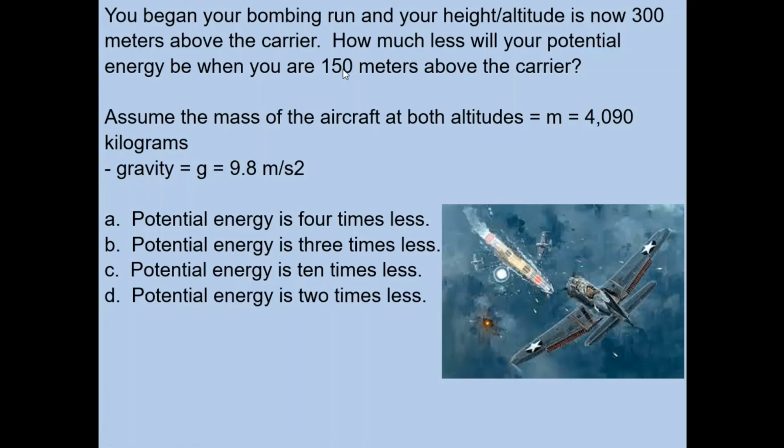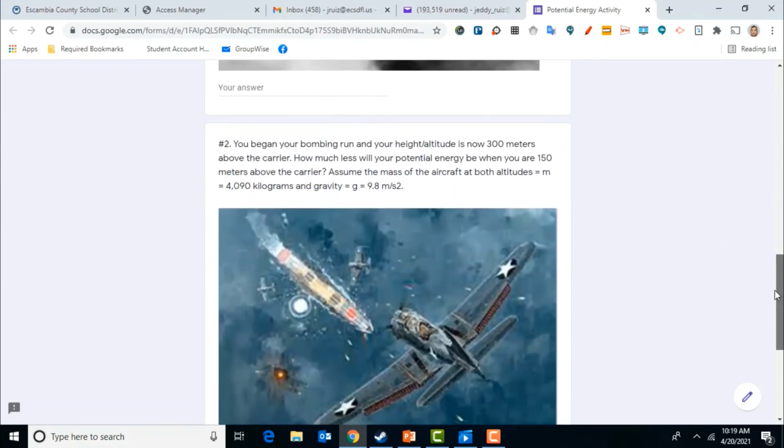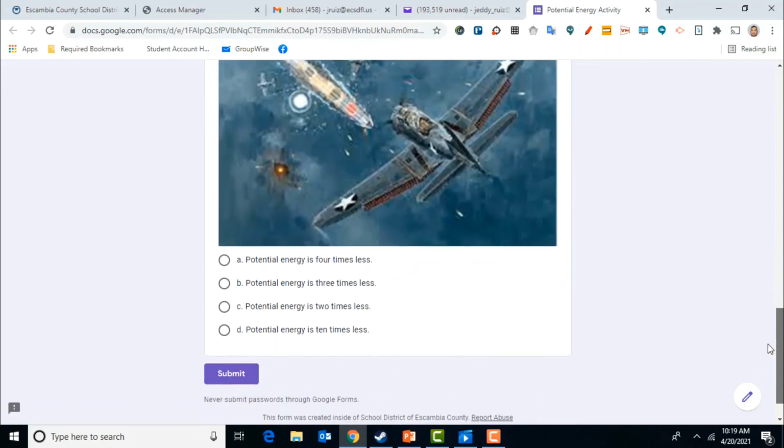When I was showing you the aircraft earlier on the video, I said that if you're at 1,000 meters, you would have twice as much potential energy versus if you're at 500 meters. In this case, this problem is asking you how much less will your potential energy be when you're at 150 meters above the carrier. Okay, 300 is twice as much as 150, or 150 is 1/2 of 300. So in this case, potential energy is 2 times less. Again, go back to your Google form and fill out that answer. On your Google form, this is where you would fill it out or select an answer.